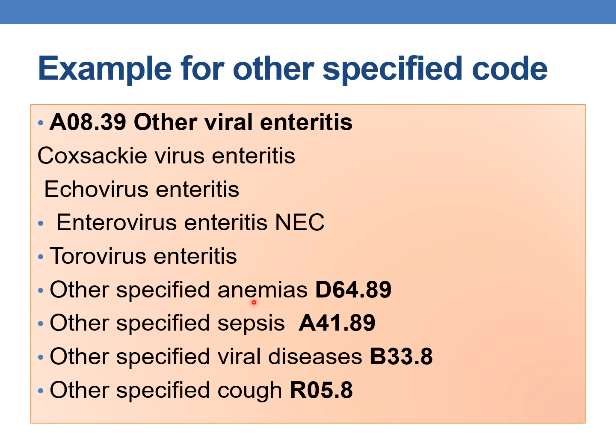For other specified anemias, the code is D64.89. These are the examples of other specified codes. For other specified sepsis, the code is A41.89. For other specified viral diseases, the code is B33.8. And for other specified cough, the code is R05.9. In all these cases, the physician documents detail for the condition and specific code is not there. Whenever detail is mentioned in the medical record and specific code is not given, in all those cases we need to code other specified codes.